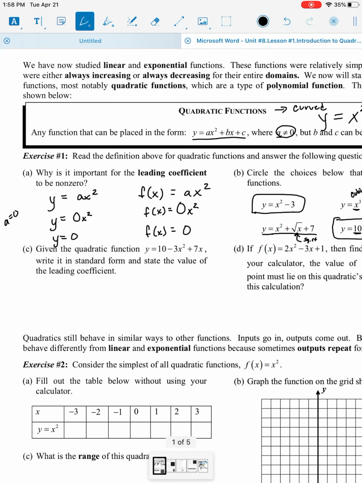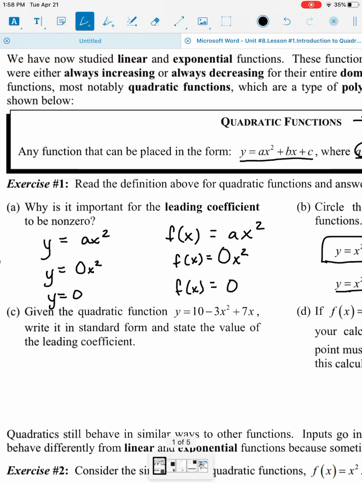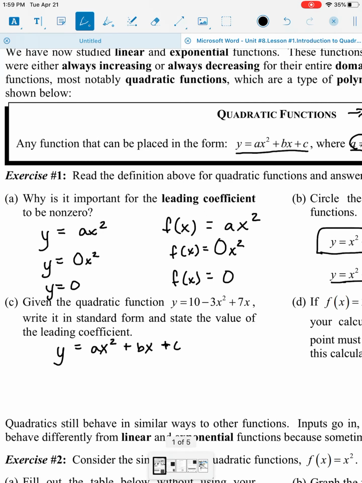Okay. Letter C says, given the quadratic function y equals 10 minus 3x squared plus 7x, we want to write it in standard form and state the value of the leading coefficient. Now again, standard form is always written as y equals ax squared plus bx plus c. A, b, and c can be any numbers other than 0 for a.